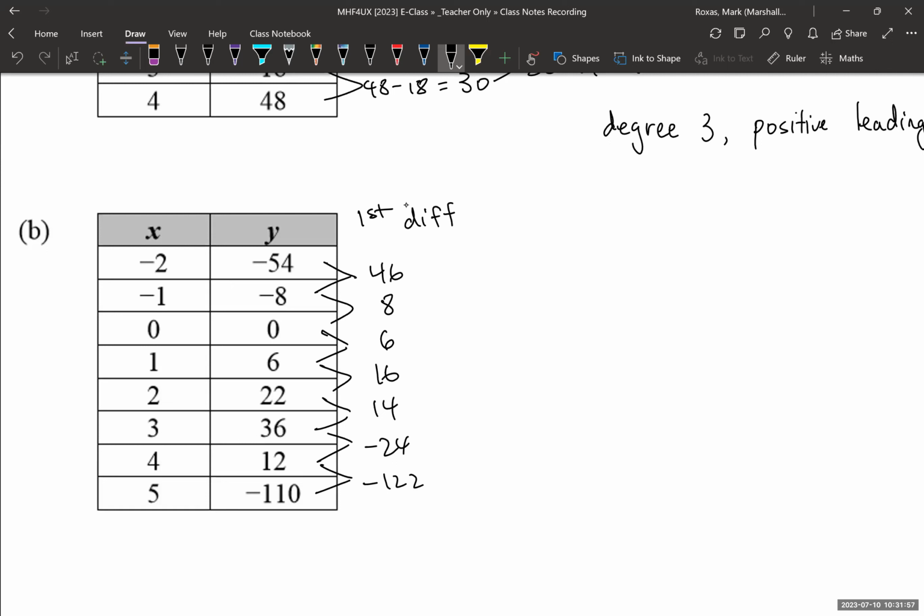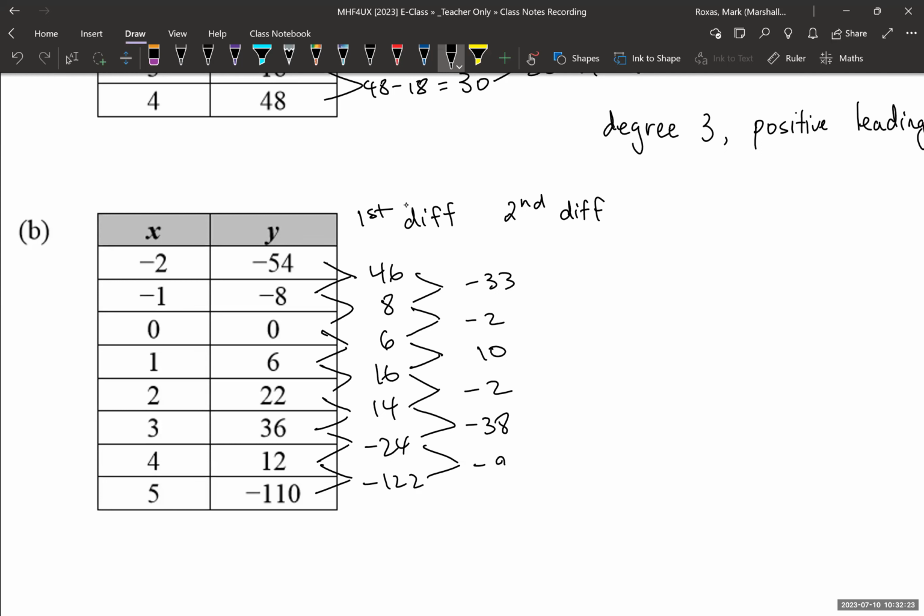So not a linear function, obviously. But let's look at the second differences. Let's see if those are constant. 8 take away 46, so we get -38. 6 take away 8 is -2. 16 take away 6 is 10. 14 take away 16 is -2. -24 take away 14 is -38. -122 take away -24 is -98. Second differences are not constant as well, so we have to keep going.